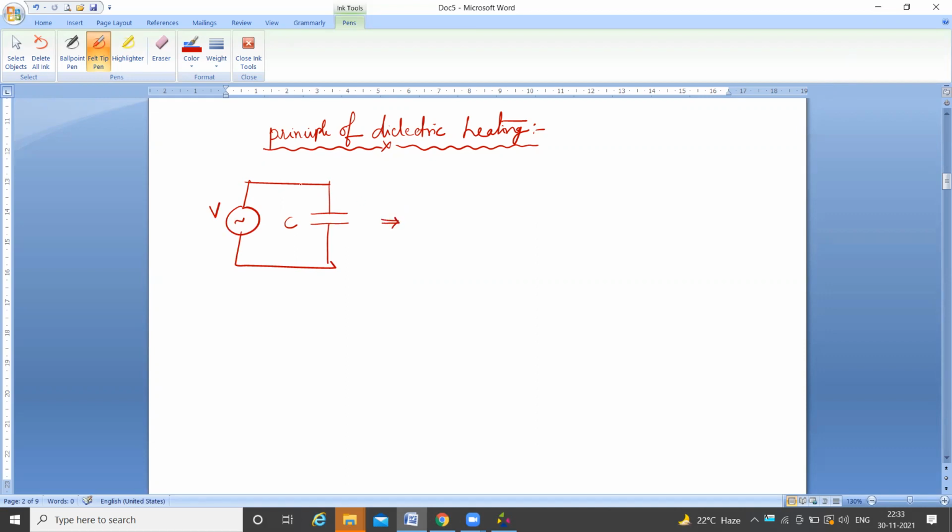then the resulting current, in case a sinusoidal voltage is applied across a capacitor, leads the voltage by 90 degrees. This is the voltage and this is the current equation, which is 90 degrees out of phase. This is V and I. This is leading.